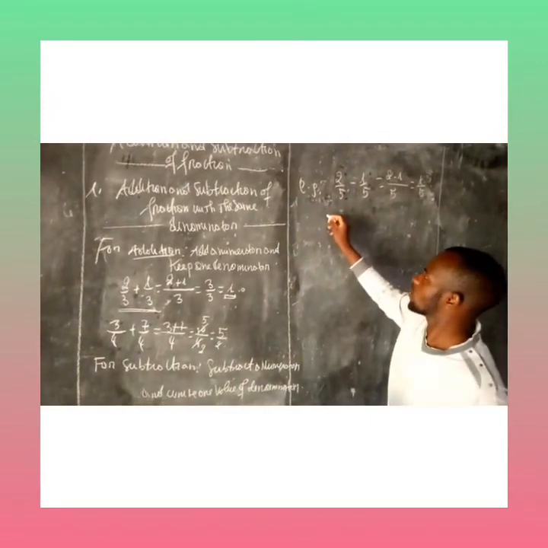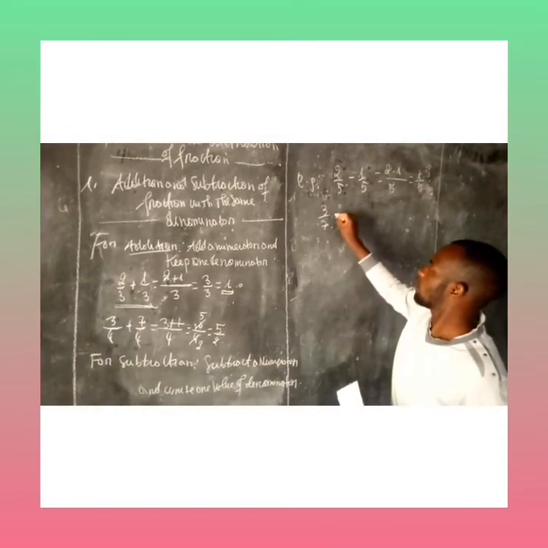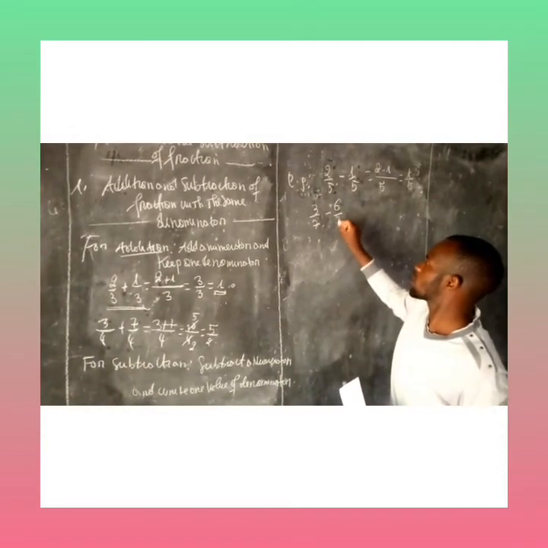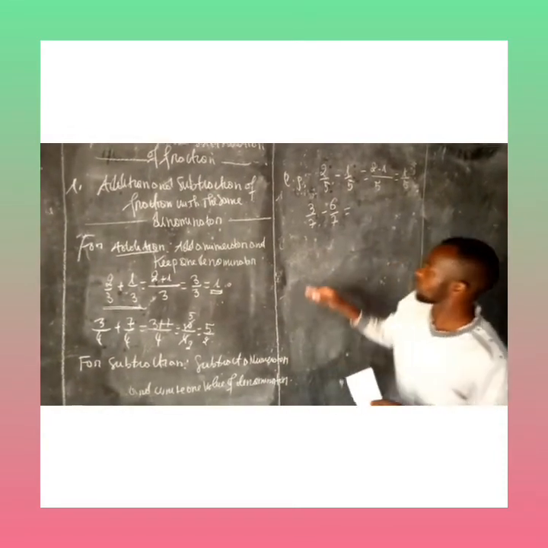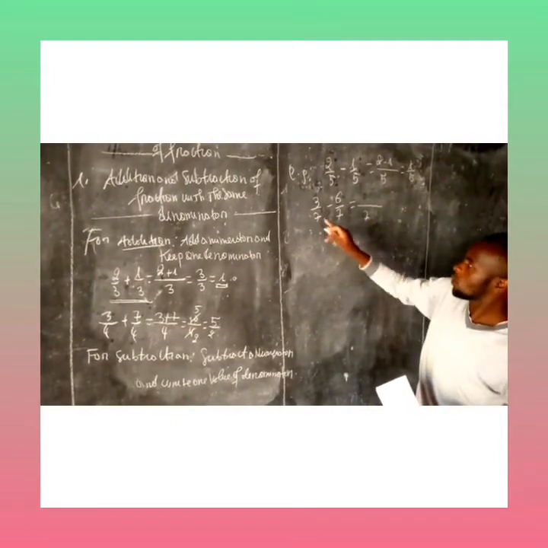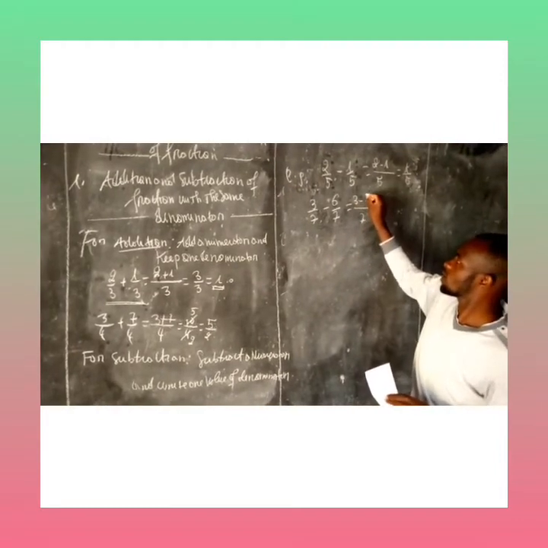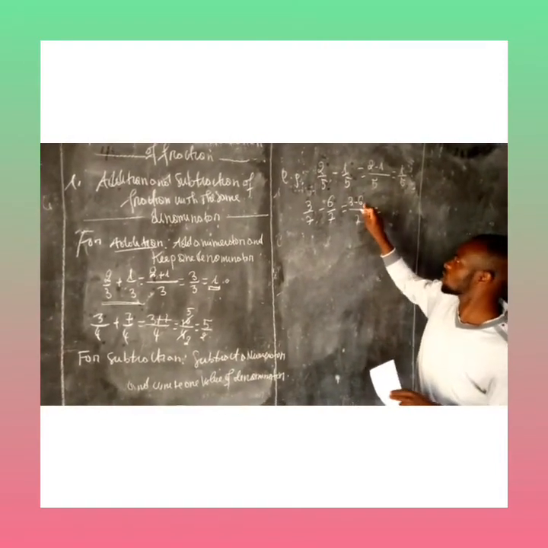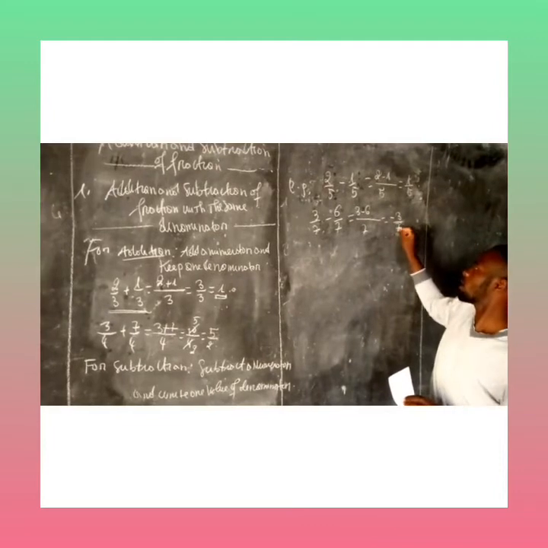Another example, you have 3/7 minus 6/7. Here we have the same denominator 7, and now 3 minus 6, we get negative 3/7.